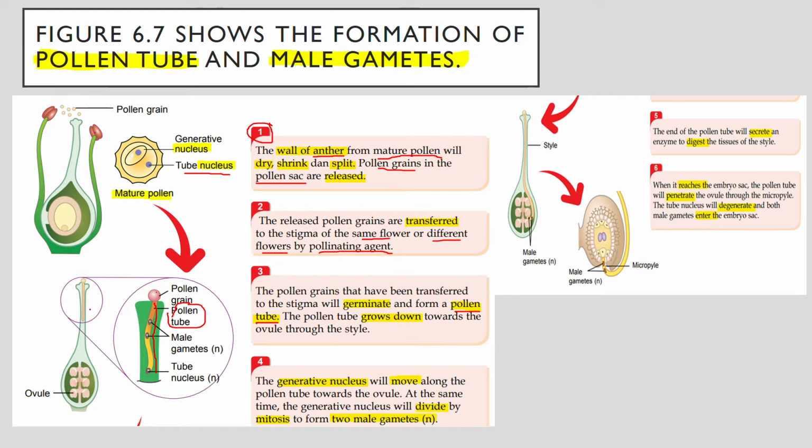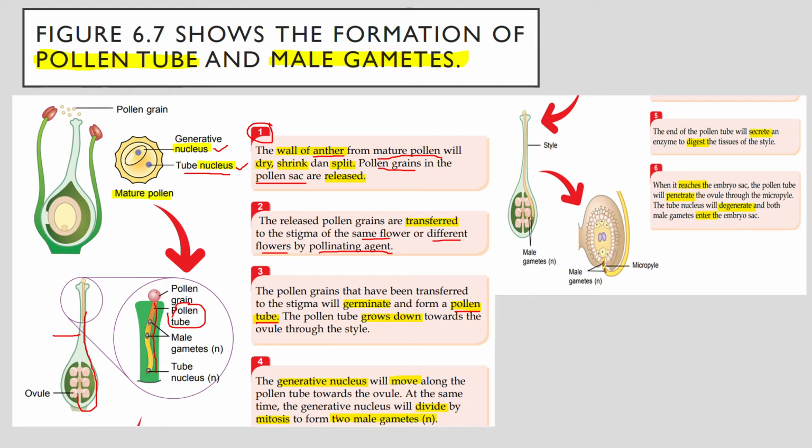So it's going down all the way into the ovule, and it is through the style. Remember the style, this is it, part of the carpel. So now we have two nuclei, right? Remember this, the tube nucleus over here, and also the generative nucleus. So just now, the formation of the pollen tube. Now we talk about the generative nucleus, which will move along the pollen tube towards the ovule.